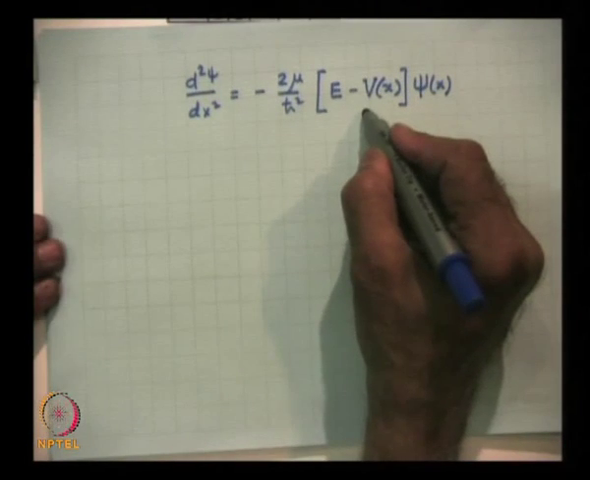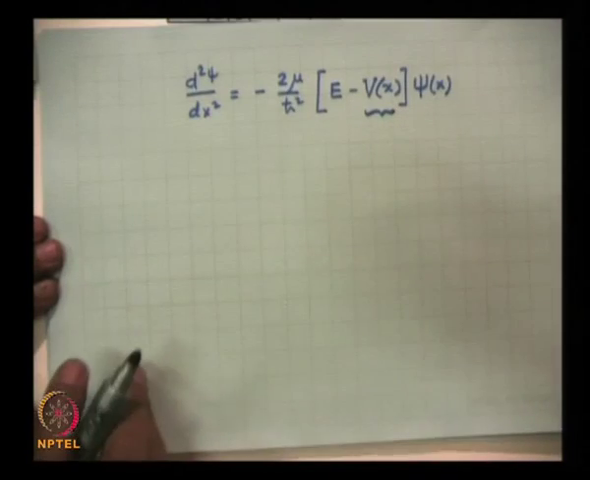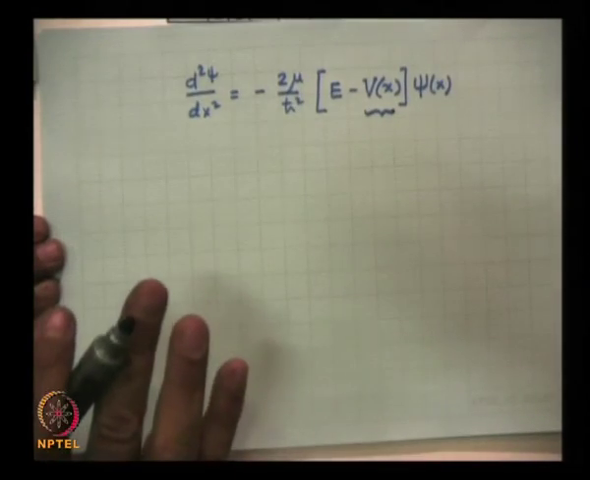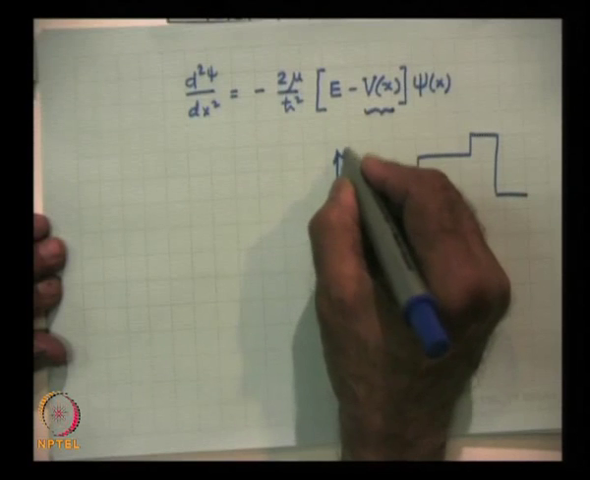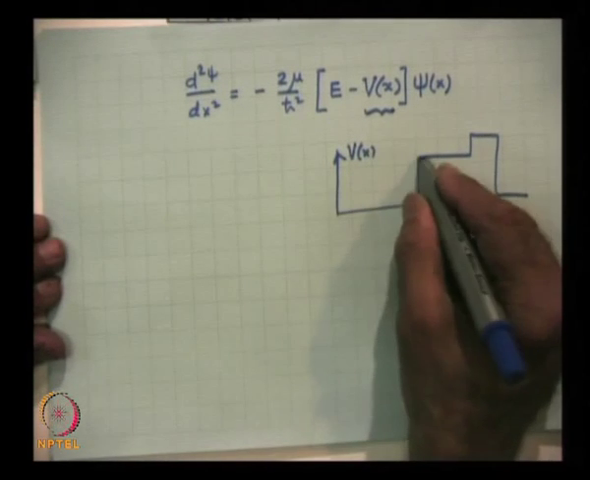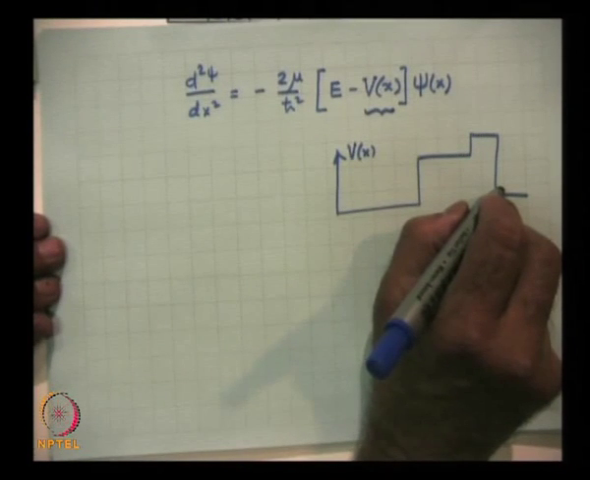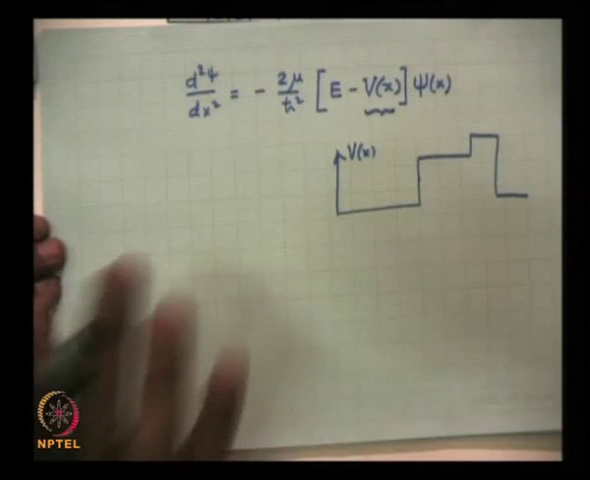We are assuming that v of x is continuous and finite. It can have a discontinuity. For example, v of x can vary like this, like this, like this. This can be the variation of v of x. It can have discontinuities, but the value is finite.